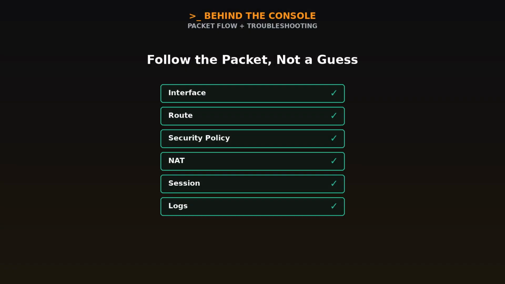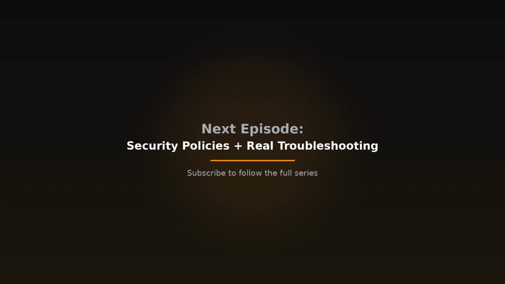Whenever traffic doesn't work, don't guess. Follow the packet step by step: interface, route, security policy, NAT, app ID, security profiles, and session. Understanding packet flow and knowing the right commands to check each stage helps you identify exactly where communication breaks and fix it fast. In the next episode, we'll cover security policies plus real troubleshooting.